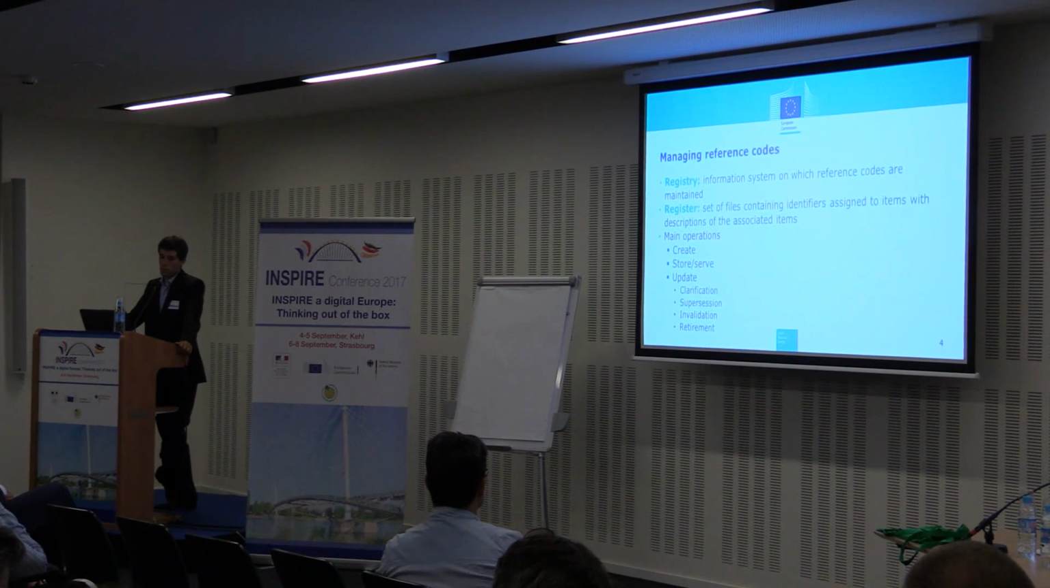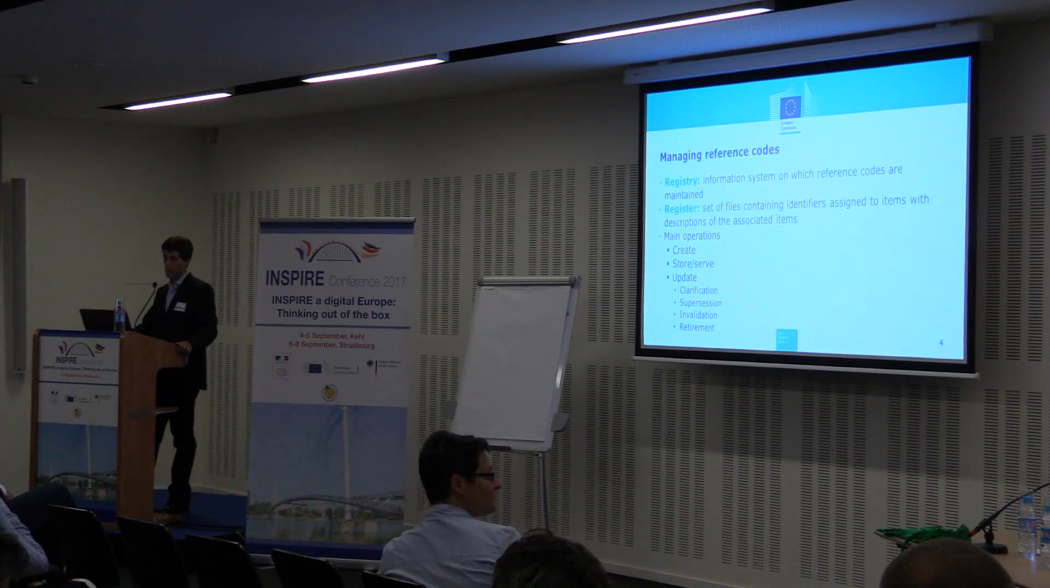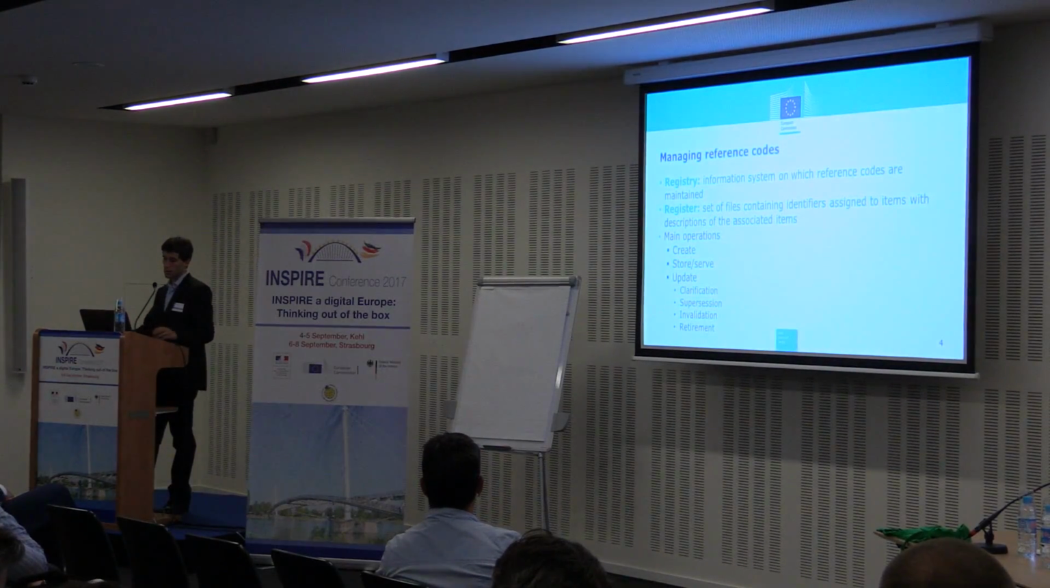Managing reference code, basically we have 2 components. One is the registry, that is the information system on which the reference codes are maintained. Then there is the register, that is a kind of container where you have all the registers and the items associated. Then in the management of the reference code, of course, you have some operations that are the creation of the items, then you have to store it and serve it, and then the update of the item.